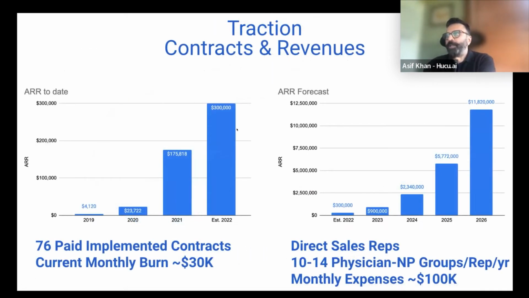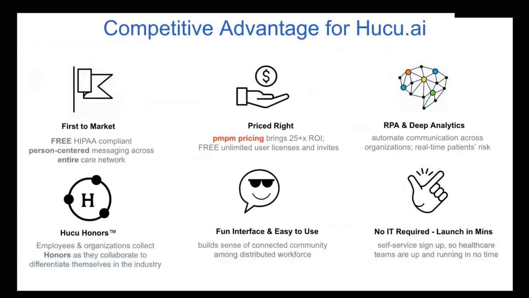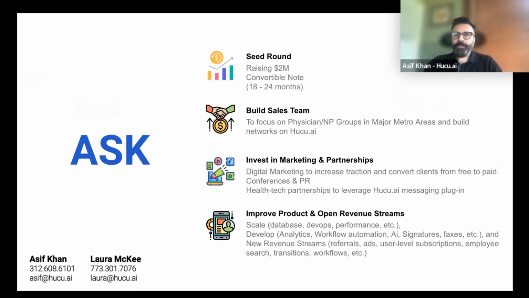Our goal this year is to reach about 300,000 ARR. We are at about 250 now, and we will hire some salespeople to grow it exponentially. We continue to have great partners and investors. We have a very strong competitive advantage considering we are the first patient-centered platform, and there's a free version of Hucu. Our ask is raising 2 million in a convertible note to help build sales, improve marketing and partnerships, and improve our product and identify new revenue streams. Thank you. Happy to answer any questions you have.